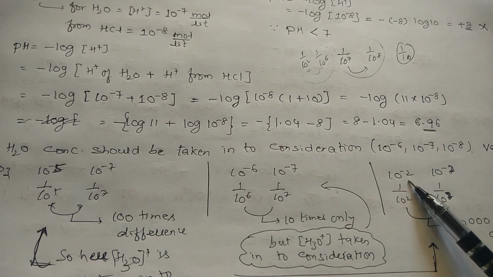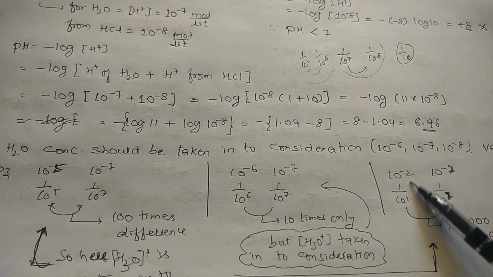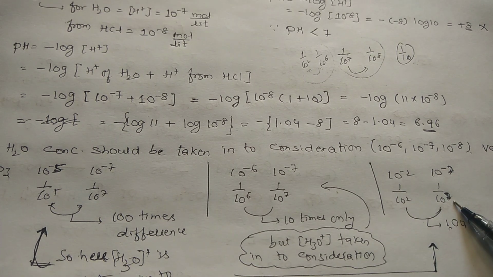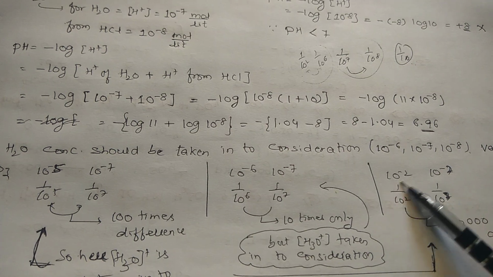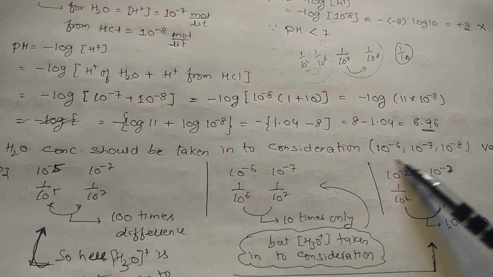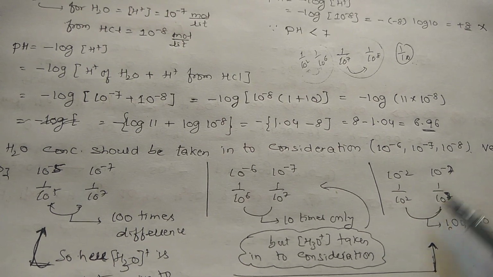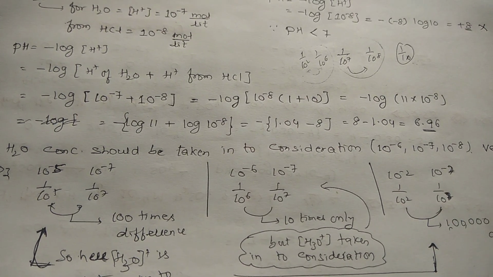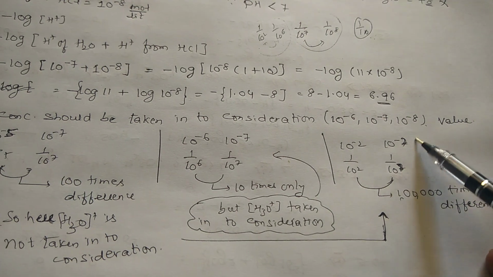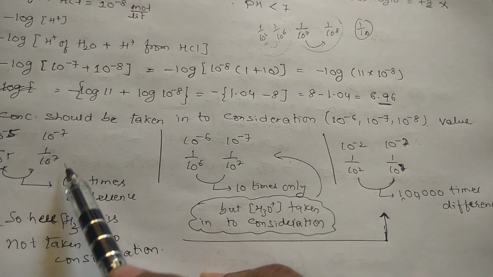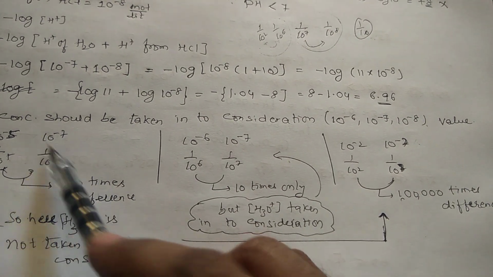Suppose I take 10 power minus 2 and 10 power minus 7, it becomes 1 by 10 square, it is 10 power 7. Okay, if in this solution the HCl concentration is 10 power minus 2 and water has 10 power minus 7, this should be taken in the water itself. But the difference is 1 lakh times. So this can be neglected here. This can be neglected, means water's concentration can be neglected here.